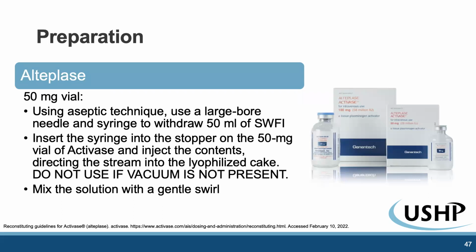And so when looking at preparation, alteplase actually comes in a 50 milligram vial as well as a 100 milligram vial. It's important to highlight that using aseptic technique is always our go-to. With the 50 milligram vial, you use a large bore needle and syringe to withdraw 50 mils of sterile water for injection. Then you insert the syringe into the stopper of the 50 milligram vial of Activase and inject the contents, making sure that if there is not a vacuum present, you do not use this vial and it's considered unusable.